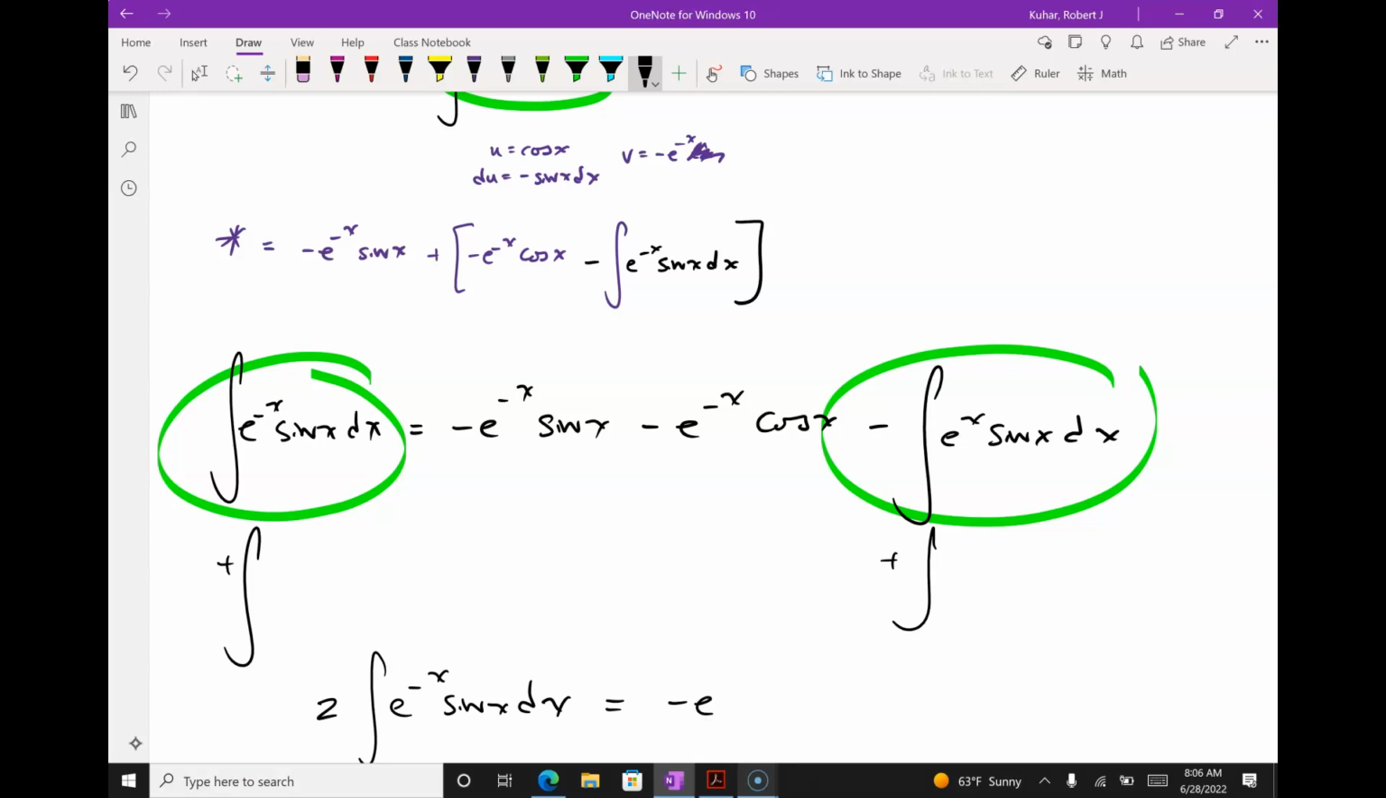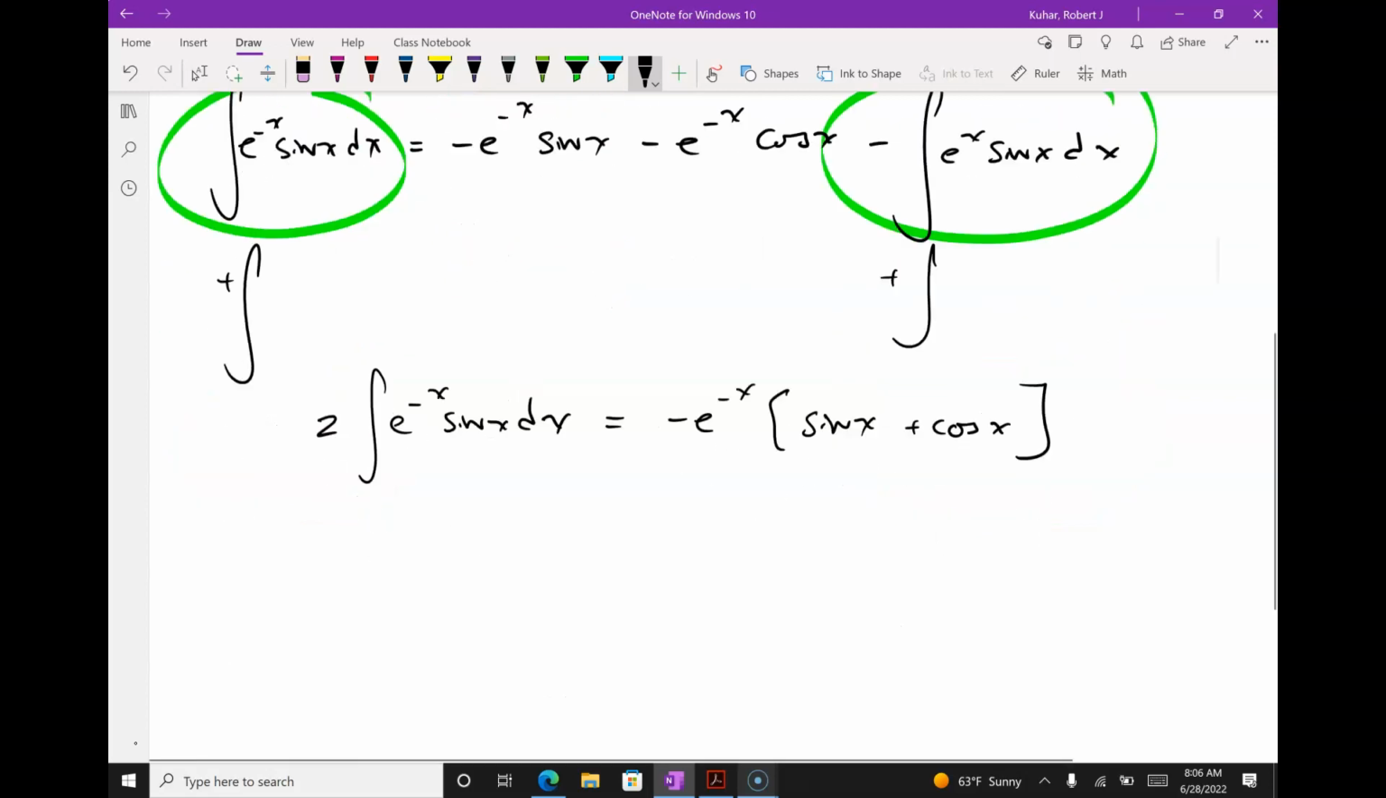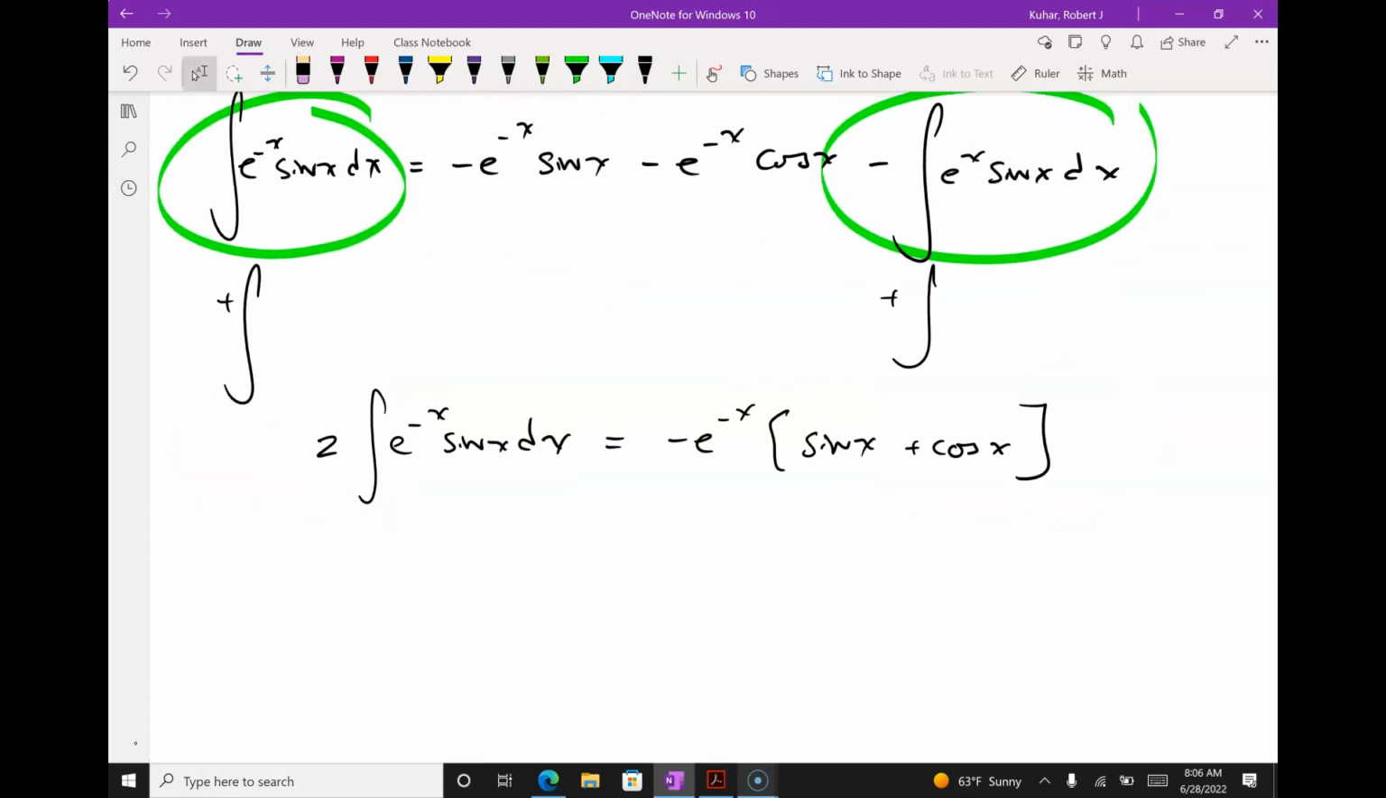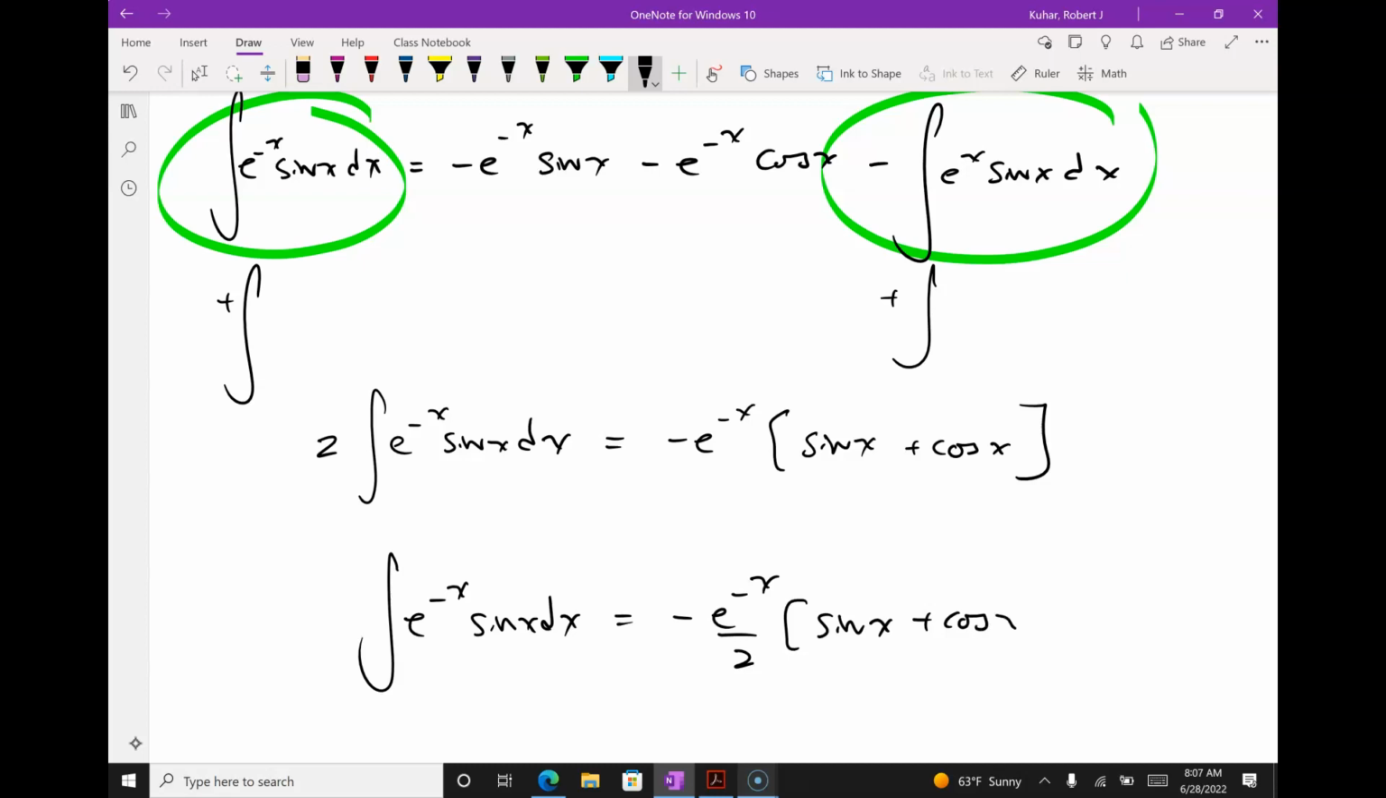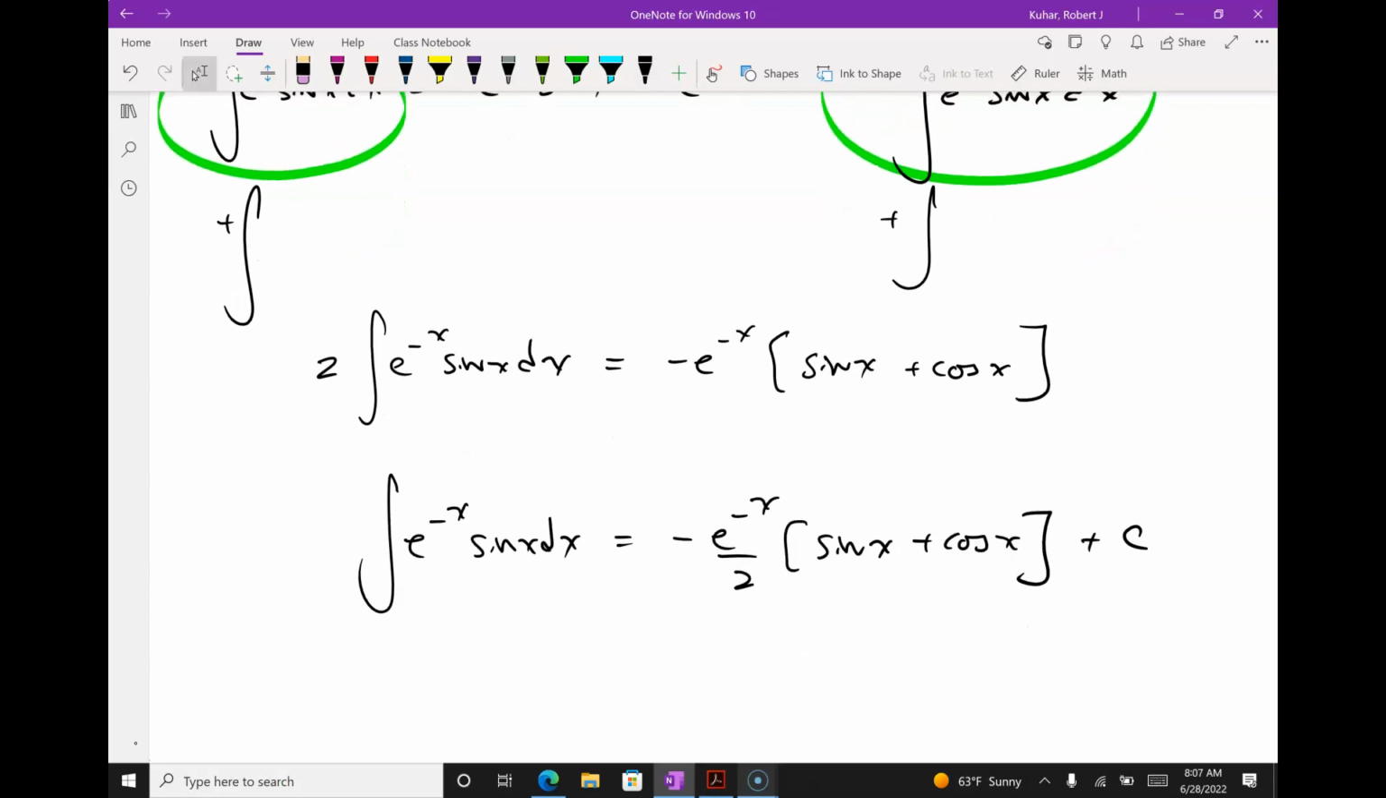And I can definitely factor out a negative e to the negative x. And I get sine x plus cos x. And now I divide by 2. So final answer, and then plus the constant c. And it doesn't matter if we pretended we divided it by 2 or not, because it's just some new constant now. So that's the thing: you're going to just kind of realize that the original problem is back in there.